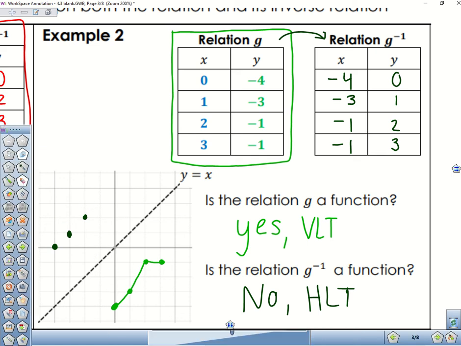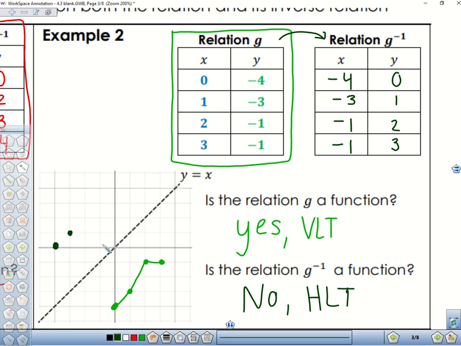Oh, hang on, I made a mistake. Just realized it. So -4, 1, 2, 3, 4, 0, -3, 1. Oh, -1, 2. There we go. That's better. Okay. So as you guys can see, they are reflections of each other. And we can also see that this would not pass the vertical line test. It's not a function, but we also knew that because of the horizontal line test.